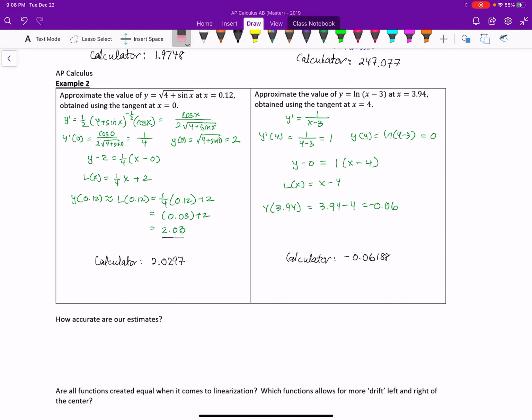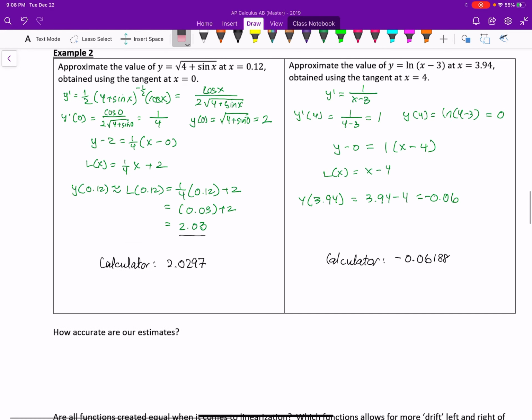So here are the answers to the second part of that, and I put in the calculator work for those. I happened to pick something for the natural log. I just wanted to try something slightly different. But looking at the calculator results, you can see that they're pretty close here. We're getting pretty close to the actual estimate.